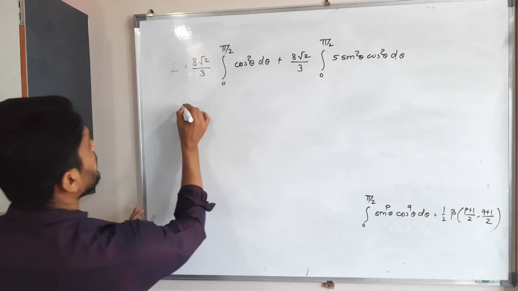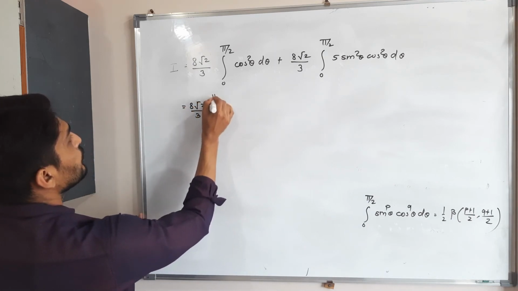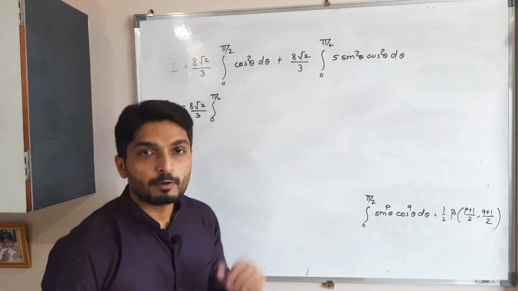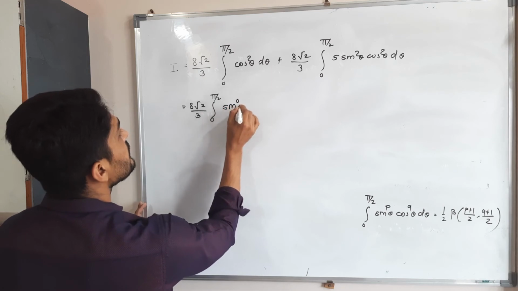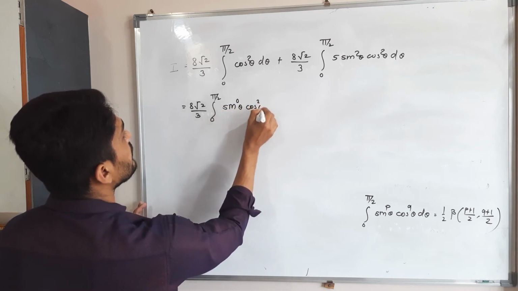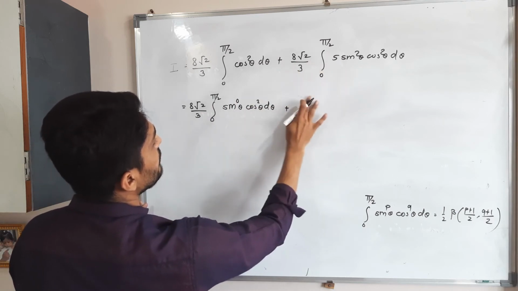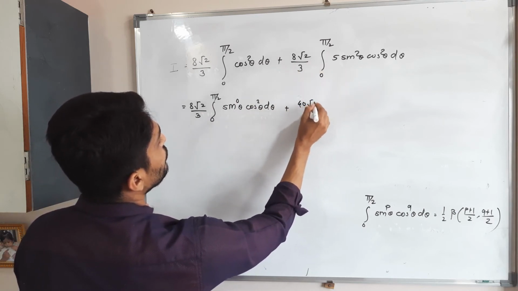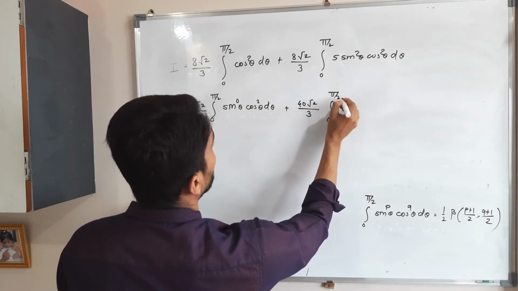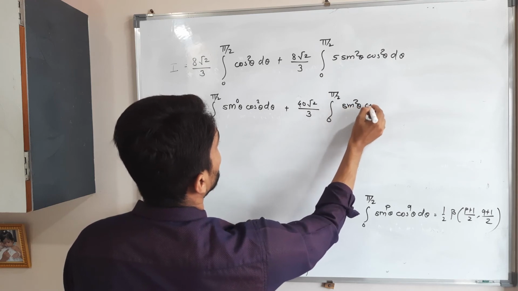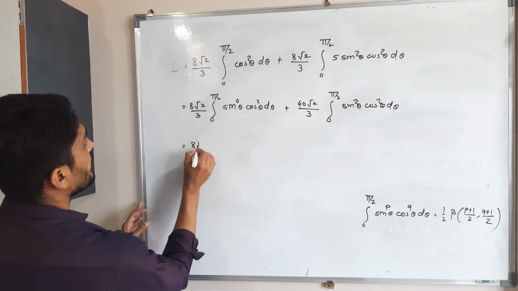So let us do that. So 8 root 2 by 3. I will write it properly, 0 to pi by 2. Here we have sine, but here we don't have any sine. So what will I do? I will write sine raised to 0 theta cos square theta d theta, right? 8 over 5 I will take outside. So it will be 40 root 2 by 3, 0 to pi by 2, sine square theta cos square theta d theta. So this is equal to 8 root 2 by 3.